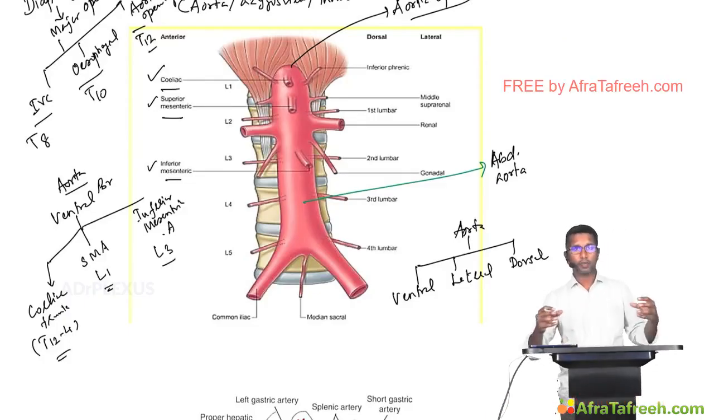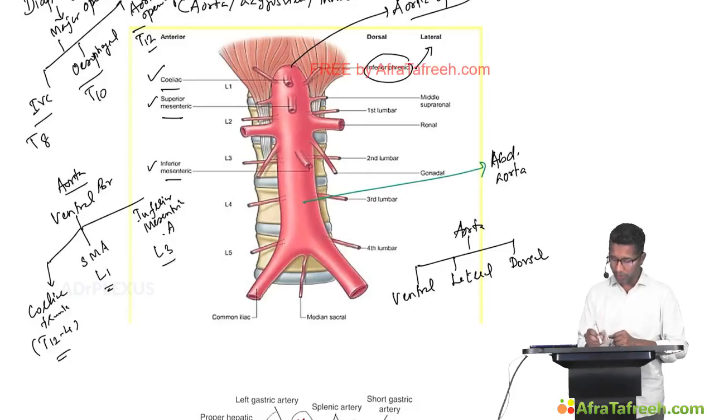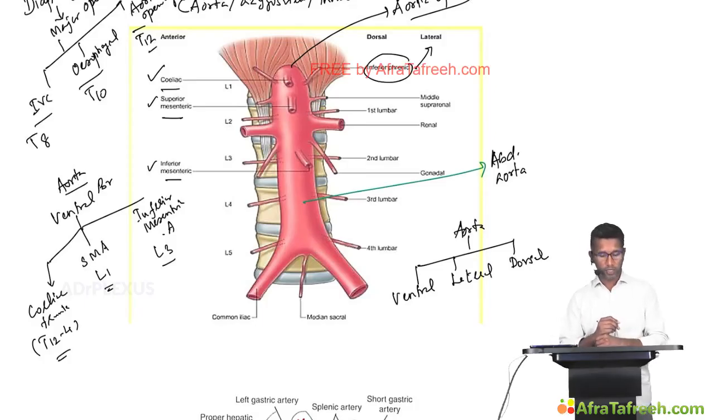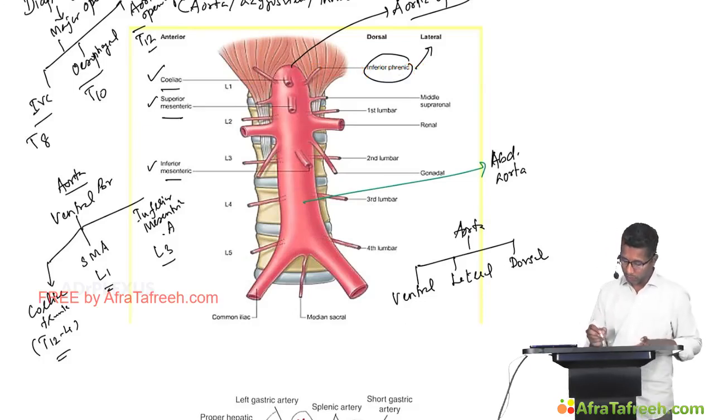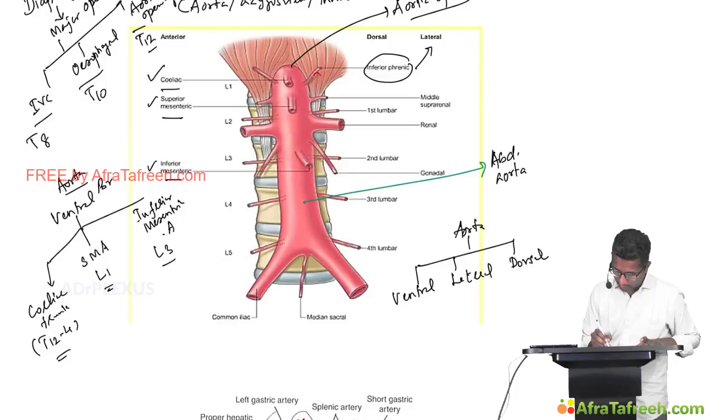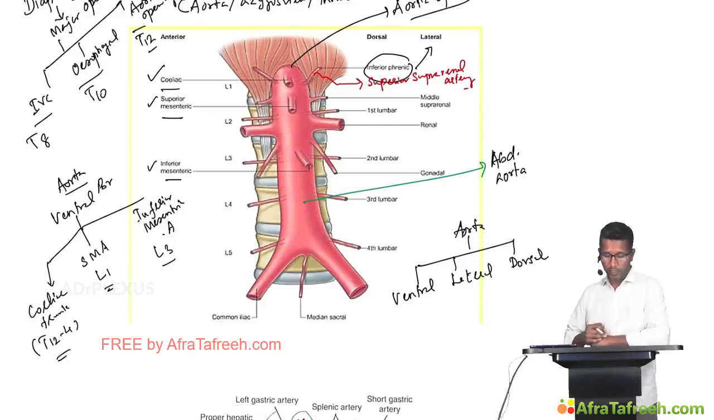And what are the lateral branches? The first lateral branch you see here is the inferior phrenic artery, which arises from the lateral side. The inferior phrenic artery supplies the diaphragm, and it also gives a branch to the suprarenal gland, called the superior suprarenal artery. So the artery from the inferior phrenic artery that supplies the suprarenal gland is called the superior suprarenal artery.